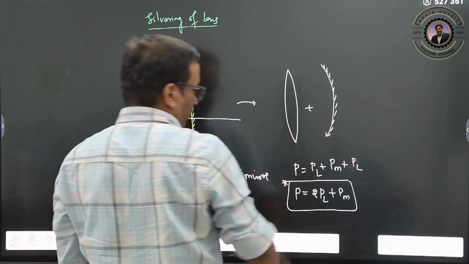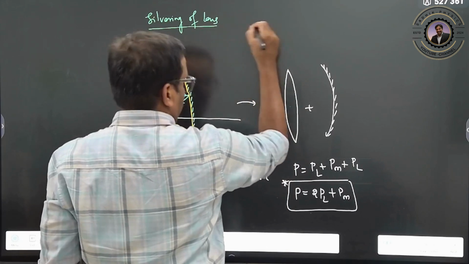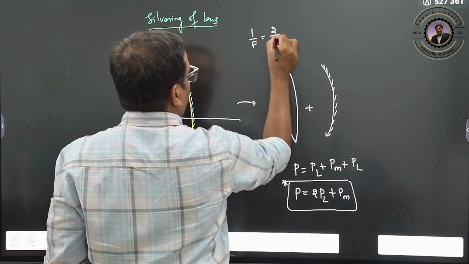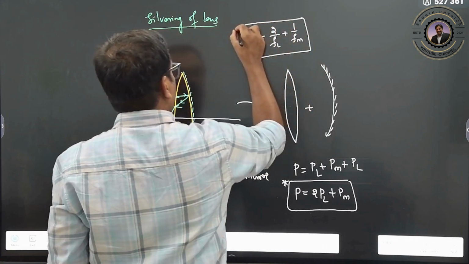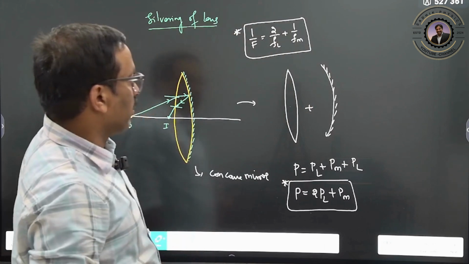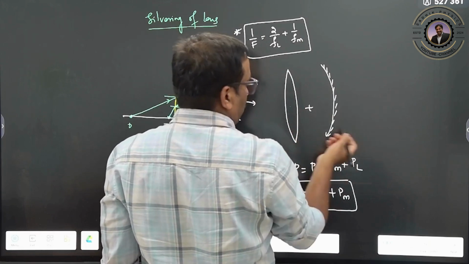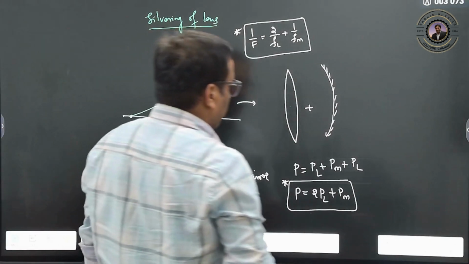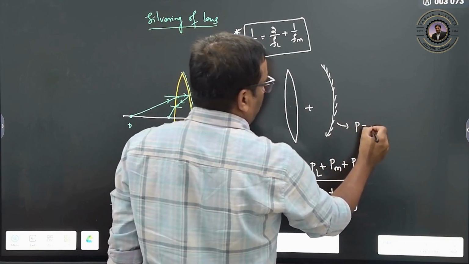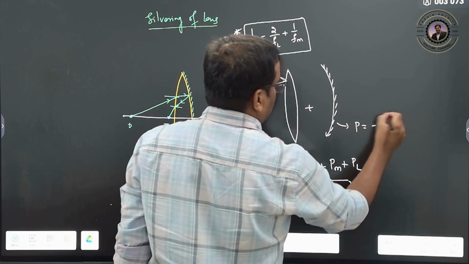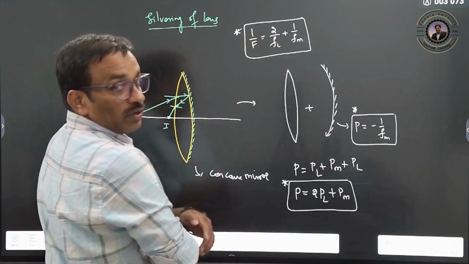You can use this formula. Then you can solve it: 1 by F equals 2 by FL plus 1 by FM. Clear? So how to calculate the power? You know the power of the lens. The power of the mirror is nothing but 1 by Fm. The power of the lens we already know, so you can calculate it.